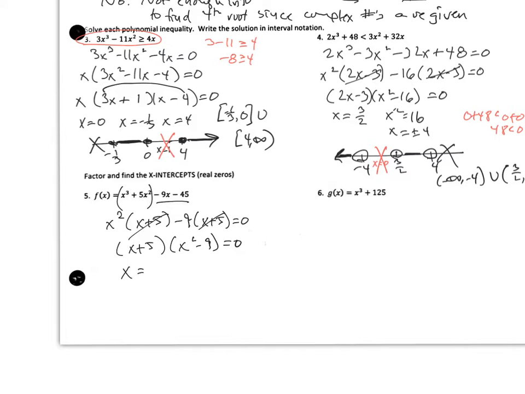So we get x equals -5, x squared equals +9. So no imaginaries here. So x equals plus or minus 3 and -5. So we happen to get all 3 real answers.